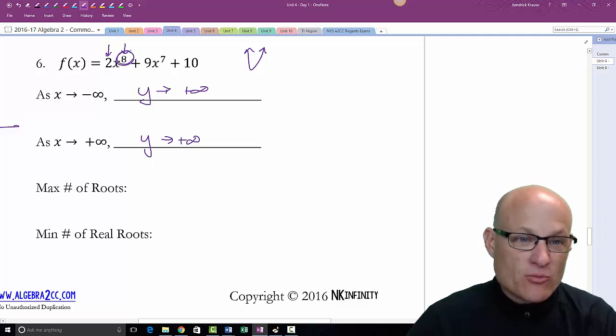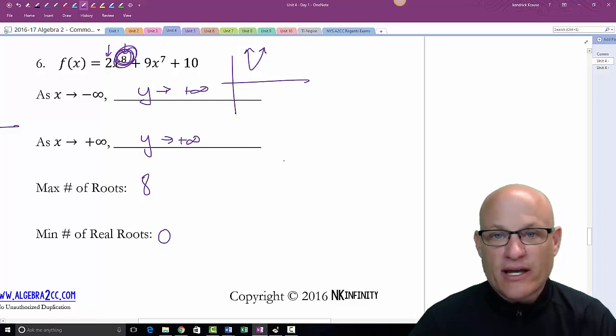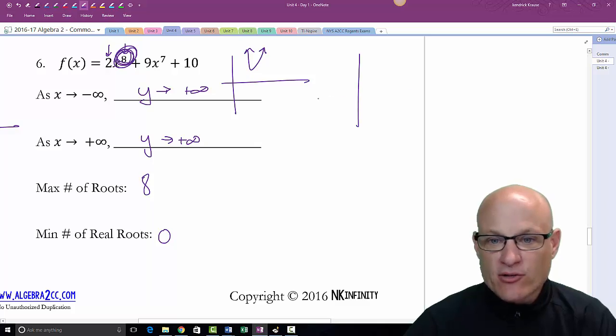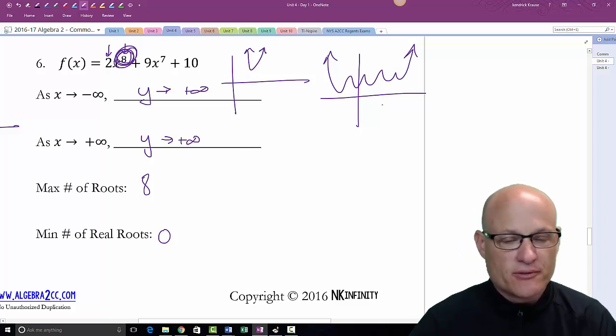The number of maximum roots is 8. And the minimum, again, would be 0. Again, if this is a parabola that looked like that, or an 8th-degree polynomial that had like 17 bumps in it, whatever it looks like, it may never actually touch the x-axis, so it could have 0 roots.